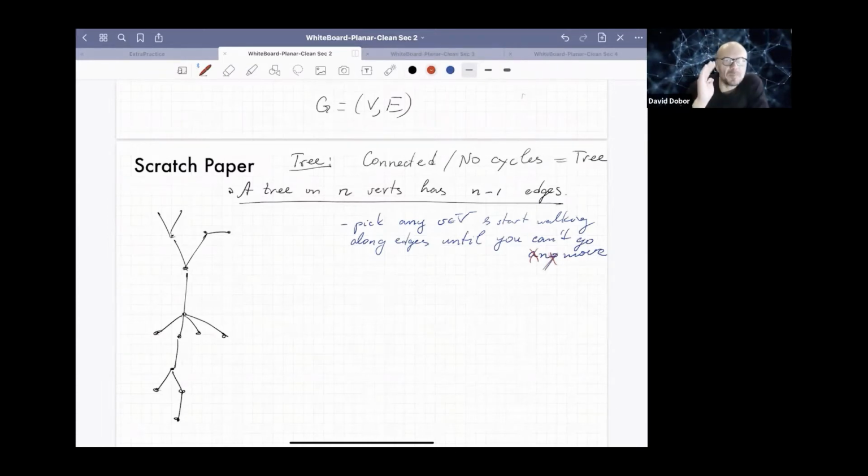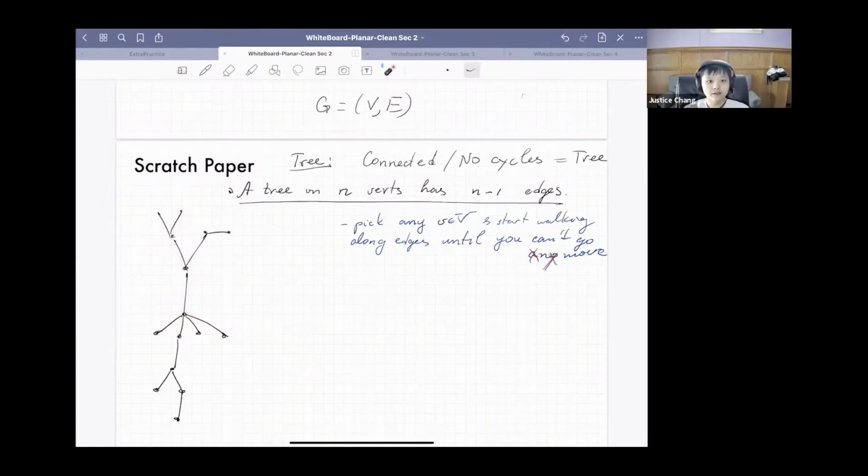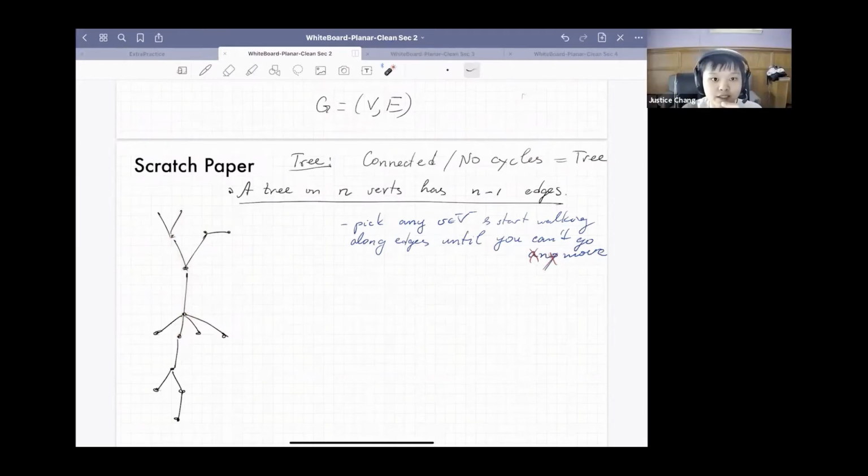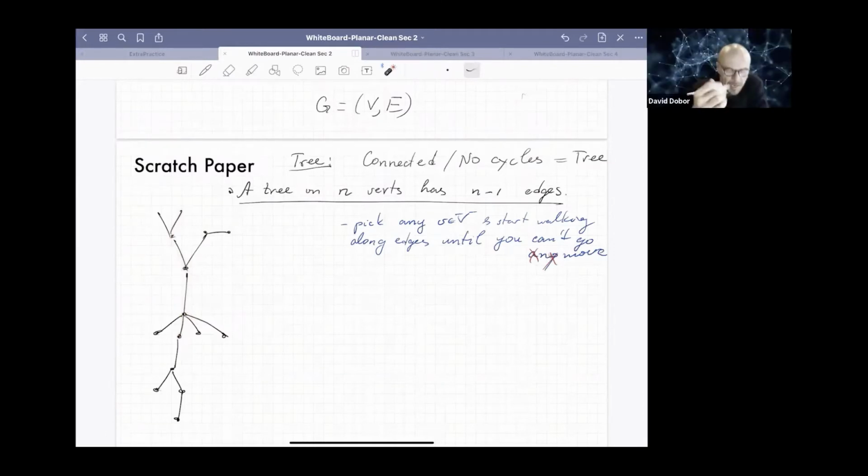That if I pick any vertex like this guy and start walking in any direction, no matter where I go, I will never return to the same vertex. Why is that the case? By definition of a tree. Which part? Meaning you can't have a cycle. Exactly. Because you can't have a cycle, you will never return to the same vertex, right?